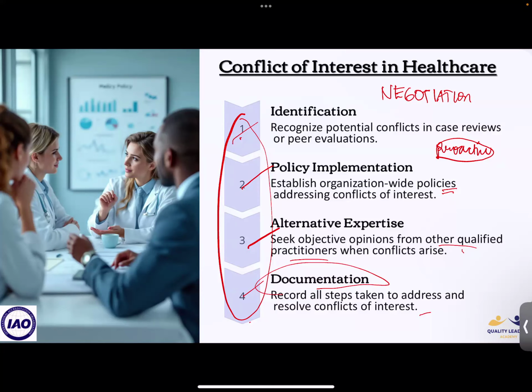So that is why there is an RCA, a root cause analysis, to check on the different causes, so that it will not happen again and there will be no recurrences in the future.